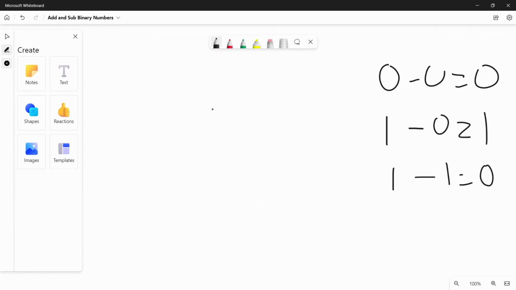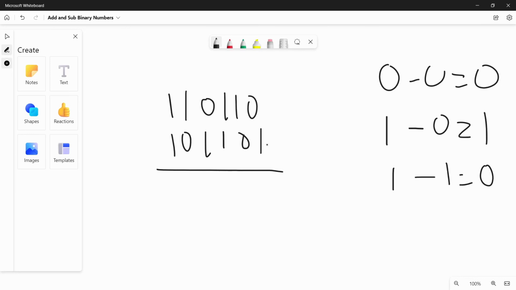And now another example. 54 minus 45. So we should get 9. So we can't do 0 and 1, so we need to borrow a 1. I'll take a 1 from this one. This will become 2. 2 minus 0 is 2. 2 minus 1 is 1. 0 and 0 is 0. 1 and 1 is 0.